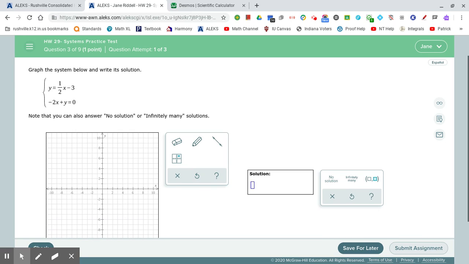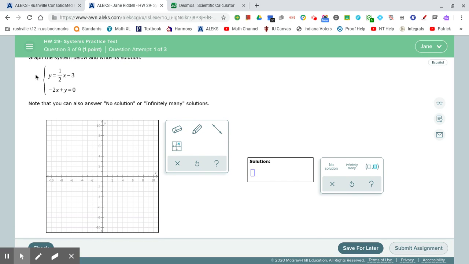My next question is almost the same thing. I'm given my 2 equations, but this time, both equations are not solved for y. One of them is, the other one is not. So for my first line, I can go ahead and proceed like I did on the last one. It's already solved for y, so I can look in front of x and know that my slope is +1 over 2. And this time, the number after x is a -3.